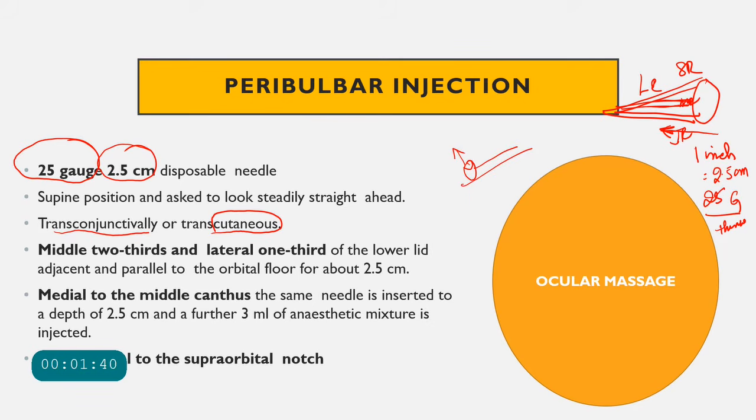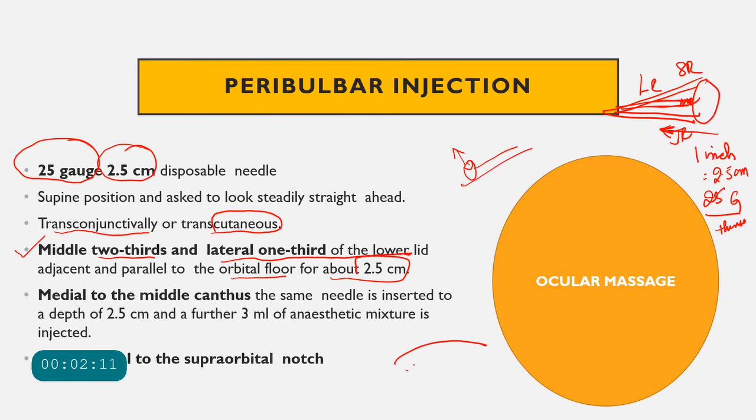Now over here I will tell you with the diagram as well what are the various sites where you give the peribulbar injection. Now the first injection, and for most of the cases this actually suffices, is the lower site for giving the peribulbar injection, which is dividing the lower lid into 3 parts and giving the injection at the junction of the medial 2/3 and the lateral 1/3 of the lower eyelid, okay, adjacent and parallel to the orbital floor for about 2.5 centimeters.